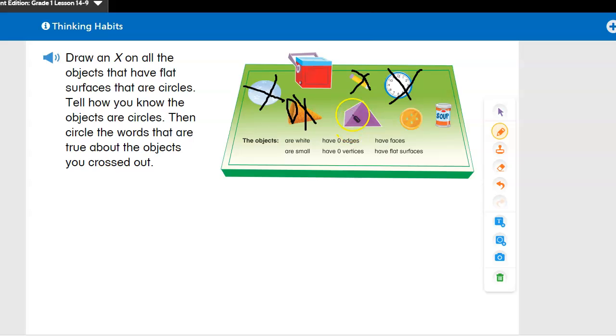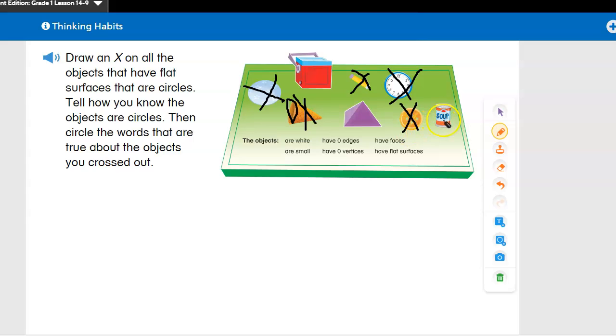Okay, what about this rectangular prism? Does it have any flat surfaces that are circles on it? No, so we are going to leave him alone. Let's go to our button over here. A cute little button. Is this a flat surface that's a circle? Yes, it is. So what are we going to do? Put an X through it. Good job.